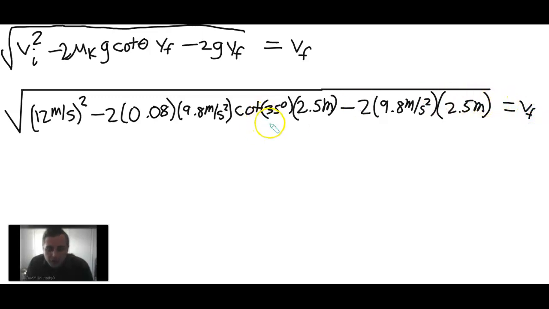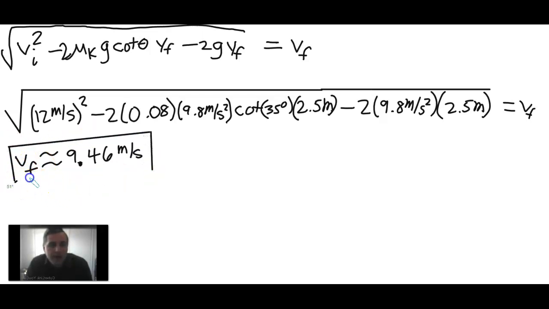Okay. So what you should do is work all that out in your calculator. Now, by the way, when you do cotangent of 35 degrees, just do 1 over tangent of 35 degrees. Most calculators don't have a cotangent button. But when you work all that out, I hope you get a v final of approximately 9.46 meters per second for the final velocity.